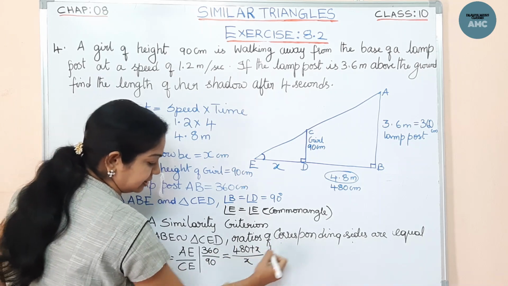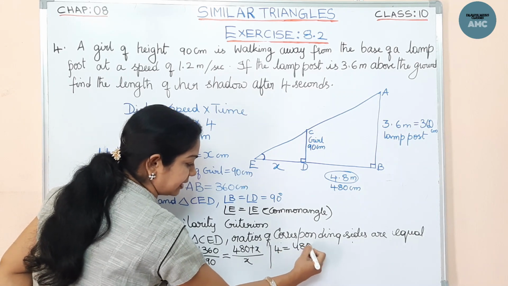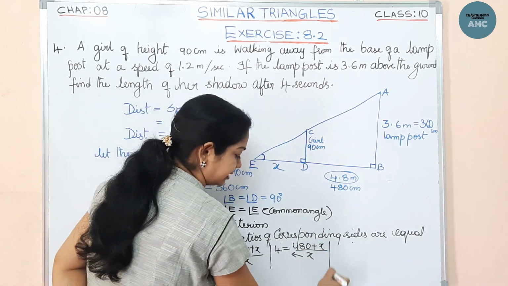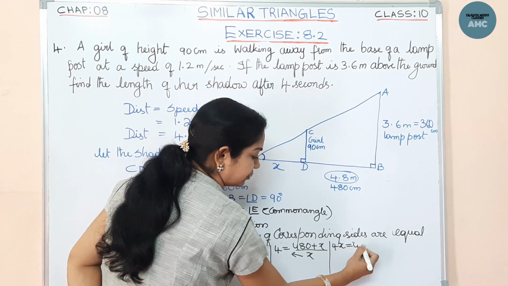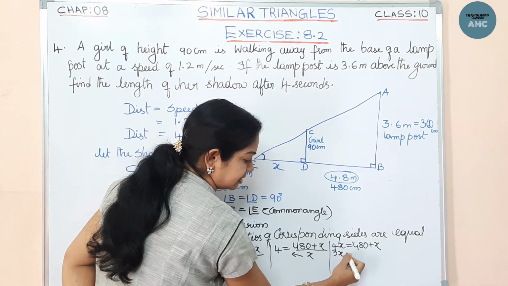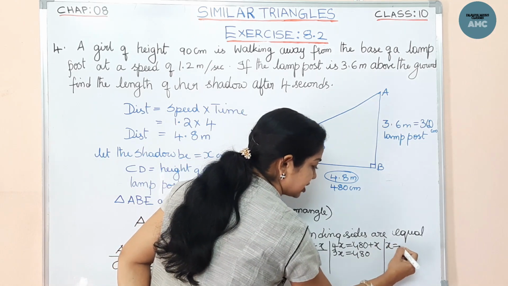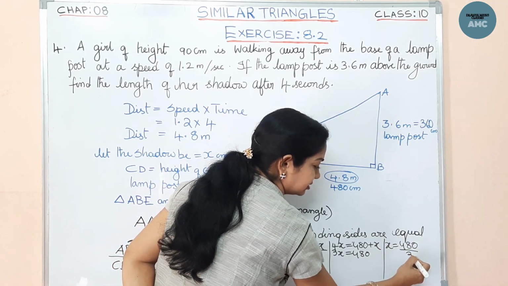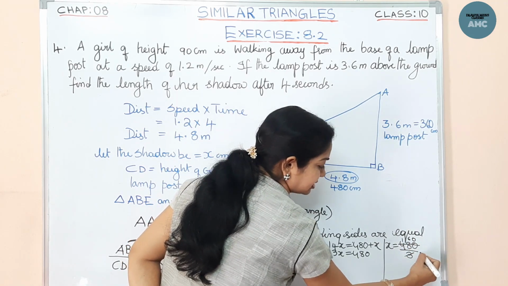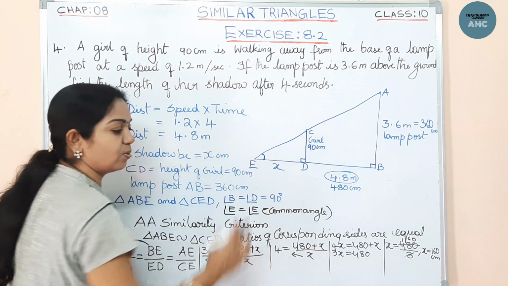Here, if you see, you can cancel off 90 and 360. That comes to only 4 here. 480 plus x by x. Okay, just cross multiply. This comes to, I am writing here, 4x is equal to 480 plus x. So if the x comes here, it becomes 3x, isn't it? 3x is equal to 480. Now here, the x value I want. x is the shadow. So 480 divided by 3. So cancel it off, 3 ones are 3, 3 sixes 18, 3 eights 24, 0. So the x value is equal to 160 centimeters, because we are taking all as centimeters.